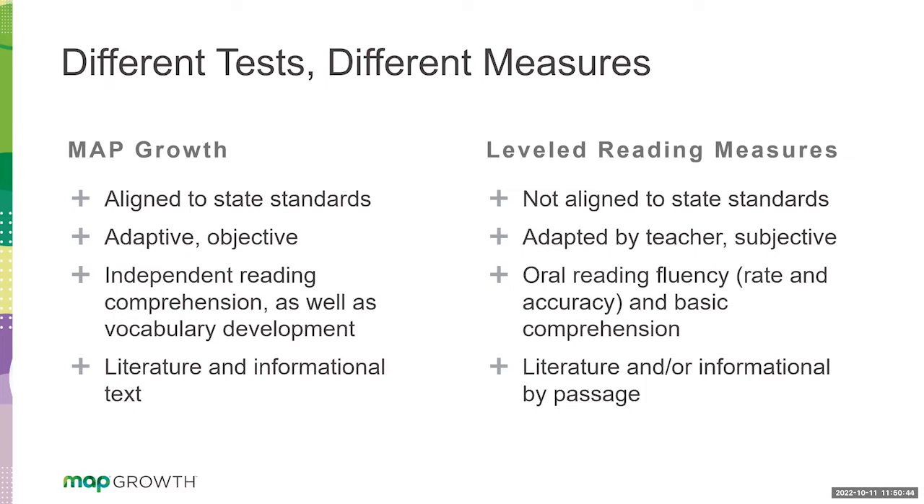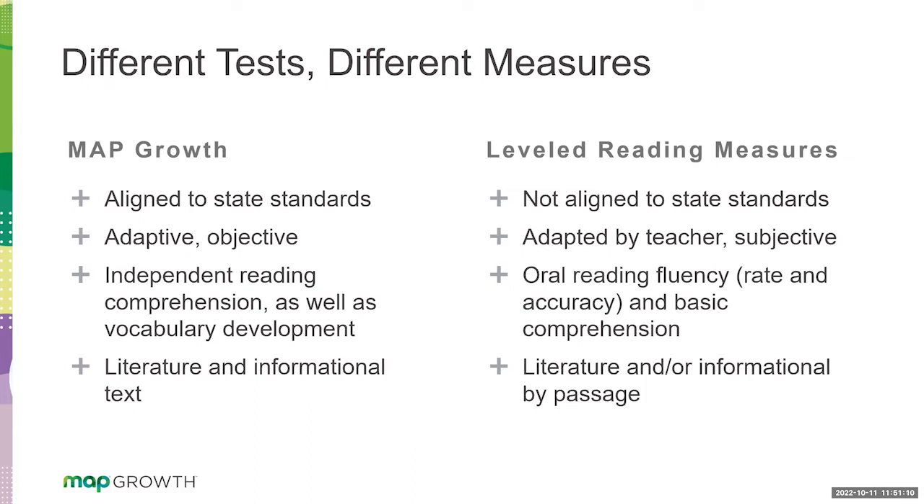And then MAP Growth has literature and informational text woven together. It will break out the two scores when you look at student scores, but it does give an overall RIT score. And we all know some students will differ by text type. I have a son who will read informational text all day, but ask him to read a novel and it's like, oh my gosh. So his scores can be very different depending on the text that he's reading.